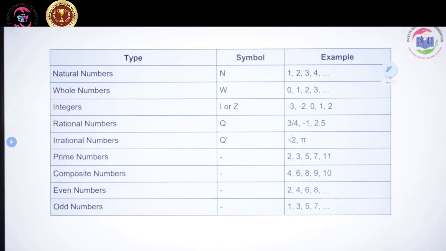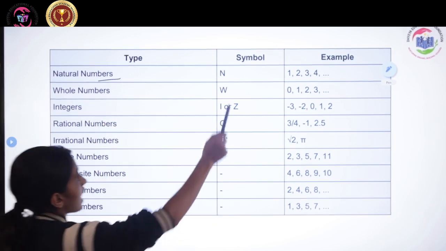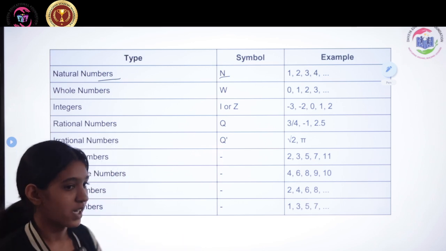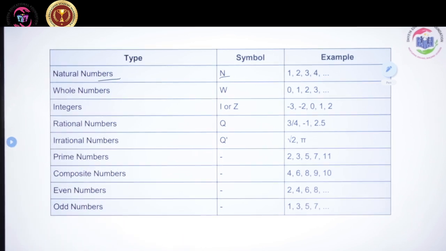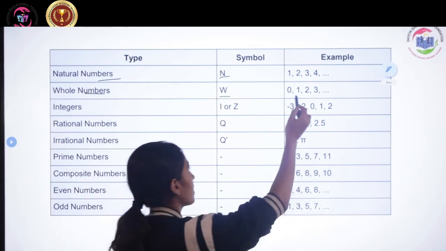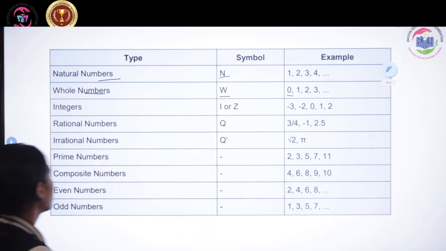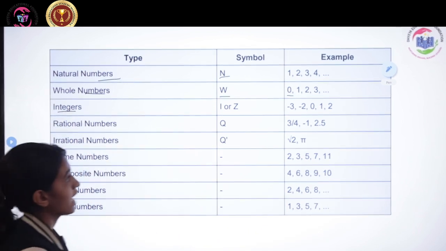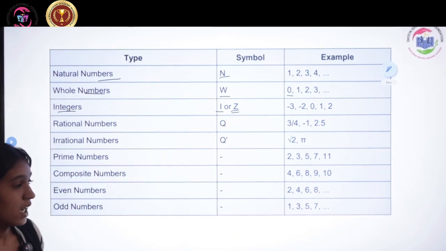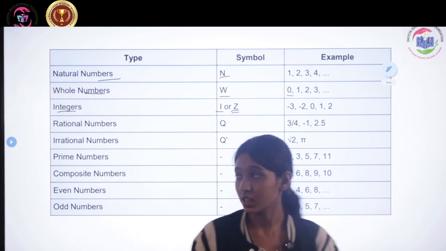Let's talk about this table. As you can see in this table, I included the types of numbers, symbols and examples. Natural numbers use N, and the example starts from 1 to infinity. The whole number symbol is W, and the examples start from 0 to infinity. Integers use I or Z, two symbols used to denote integers. They include all negative and positive numbers.